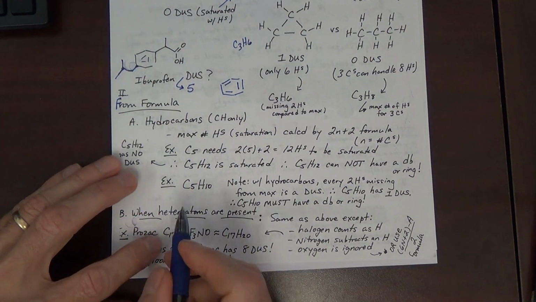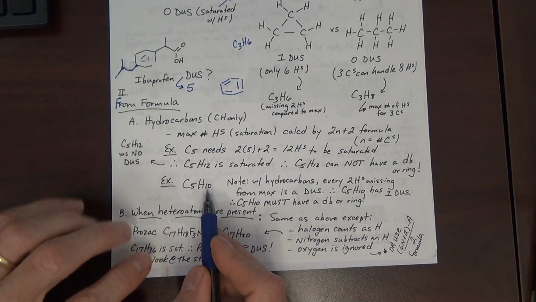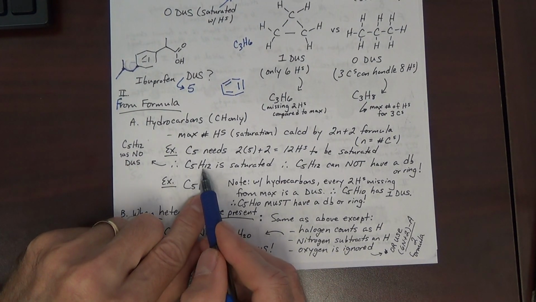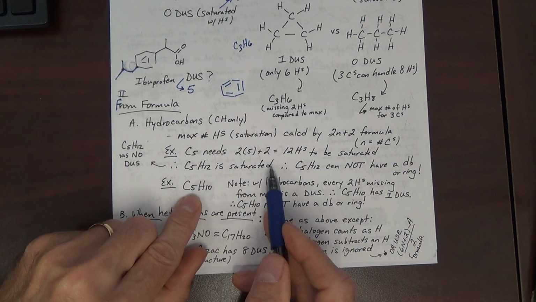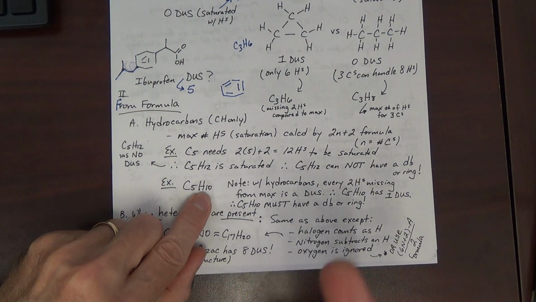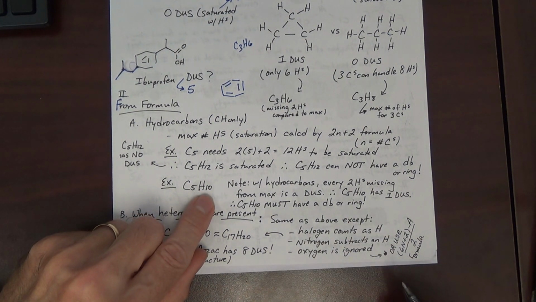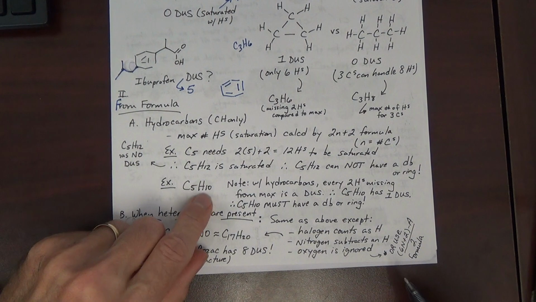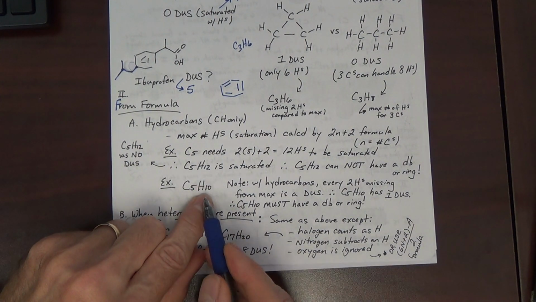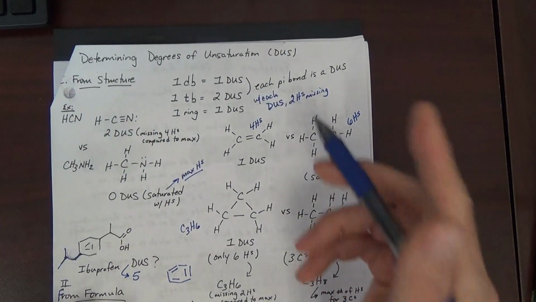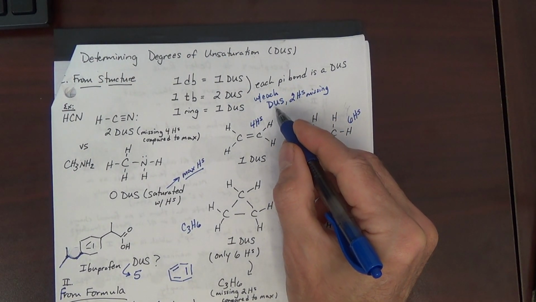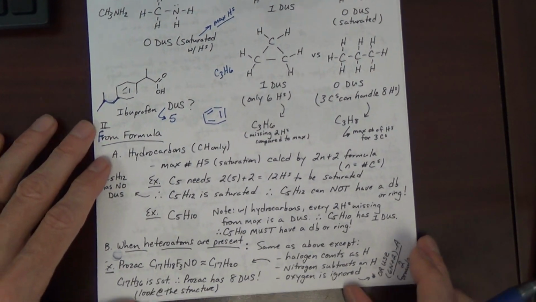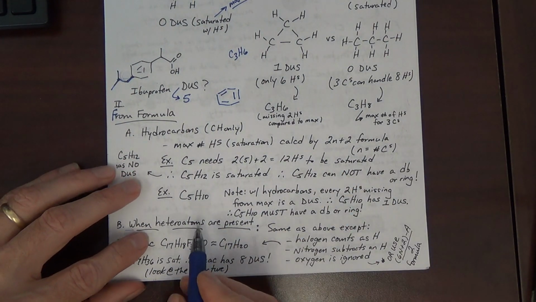Now, on the other hand, what if you had a formula C5H10? Well, compared to max, first off, you need to know what max is for 5 carbons. For 5 carbons, 12 is max. If you've only got 10, you know you're short 2. 2 H's less than max, we said, is 1 DUS. We're just saying it a different way.